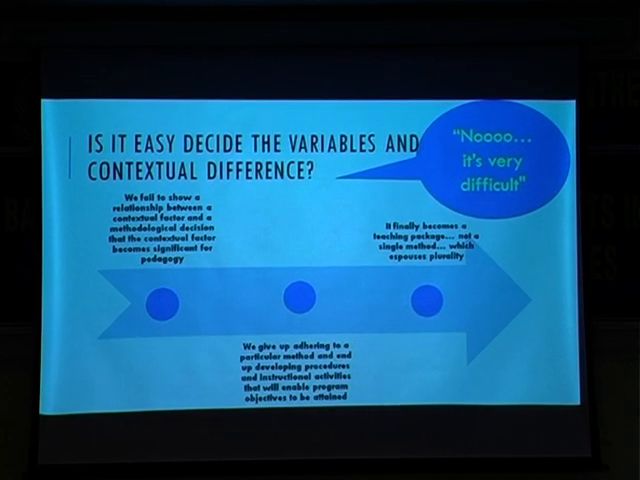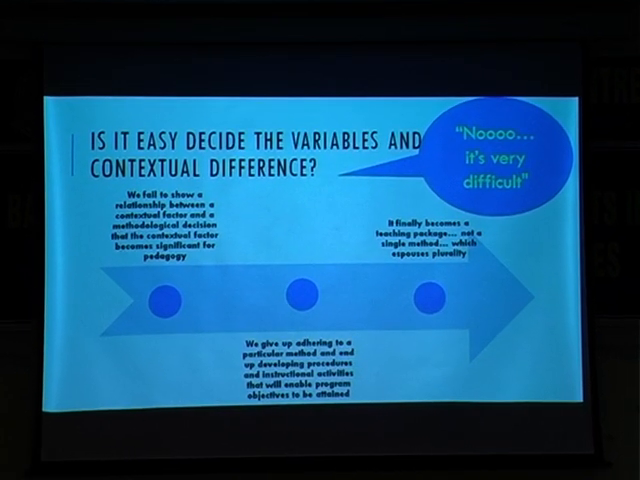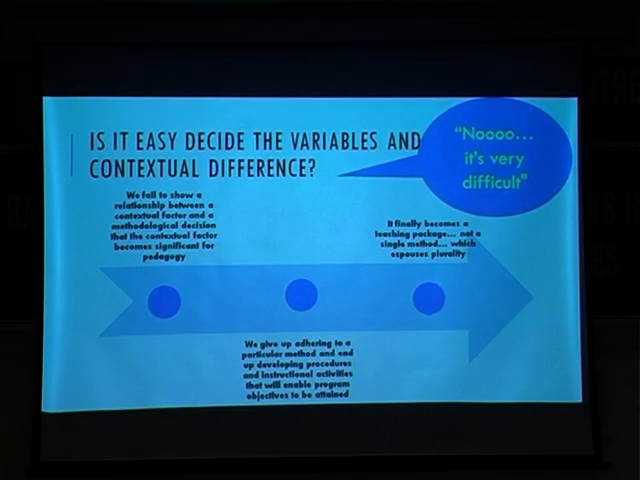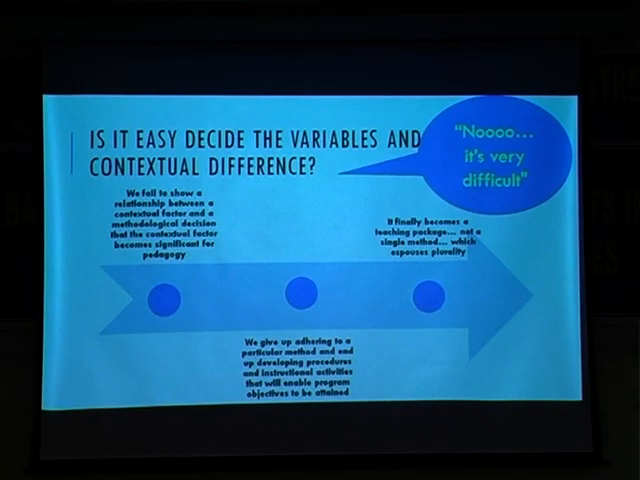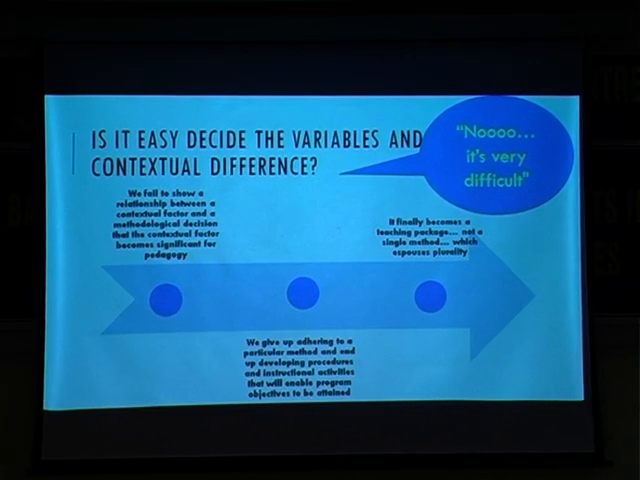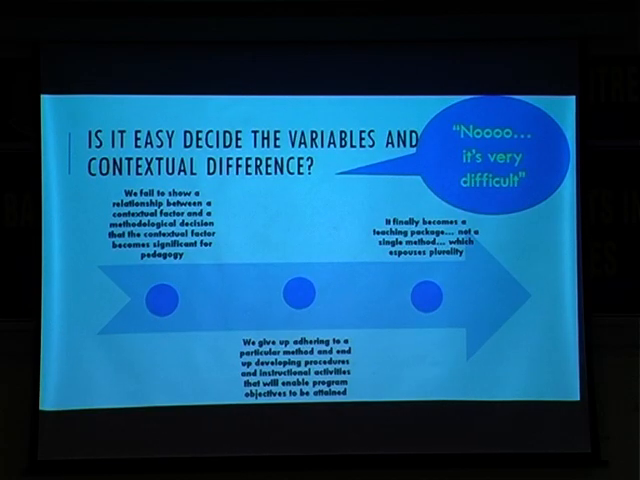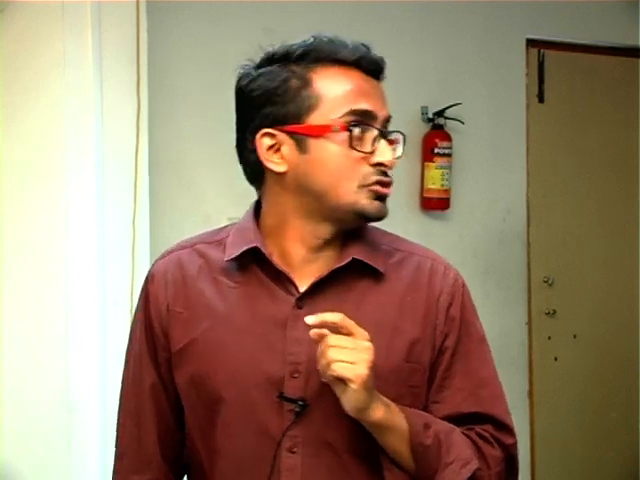And when we fail at that, we finally give up adhering to a particular method and develop our own procedures, and that will actually enable us to run our class, to operate our class and to achieve our aim. That means it finally becomes a teaching package. It's not an application of a particular method. So no single method is used there, rather it exposes a plurality of methods. So the question again still remains: why is there no best method?